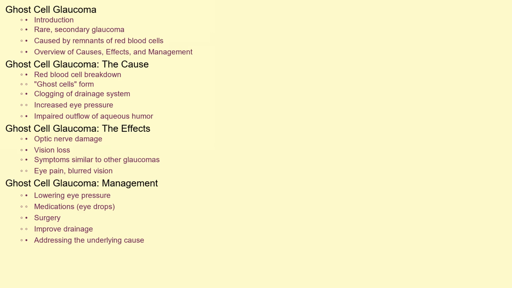Welcome. Today we're diving into a fascinating, albeit rare, eye condition, ghost cell glaucoma. This secondary glaucoma occurs when ghostly remnants of red blood cells clog the eye's drainage system, leading to increased pressure and potential damage to the optic nerve. Join us as we explore its causes, effects, and management.